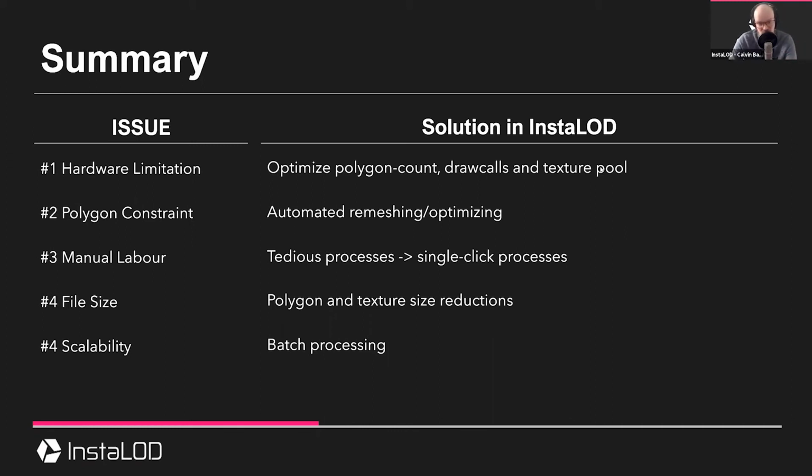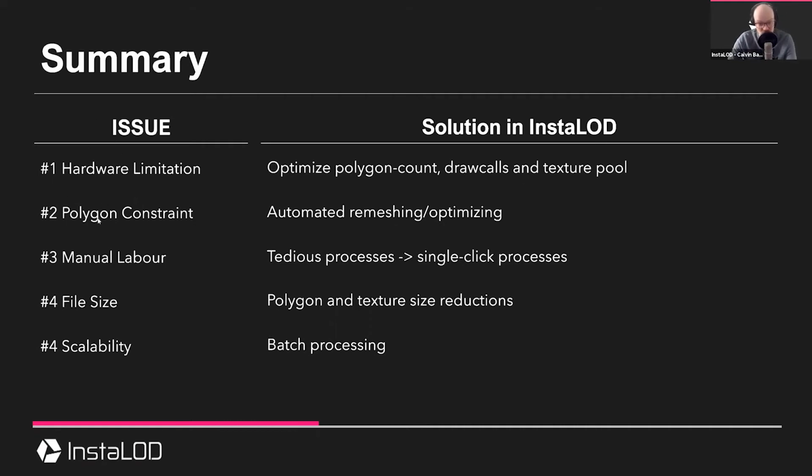The texture pool has been optimized as well, from three 8K or two 8K and one 4K textures. We are now down to a single 4K texture. We could easily bring it down to 2K as well if you want to. It's all down to what you desire. So the texture pool has been optimized as well.